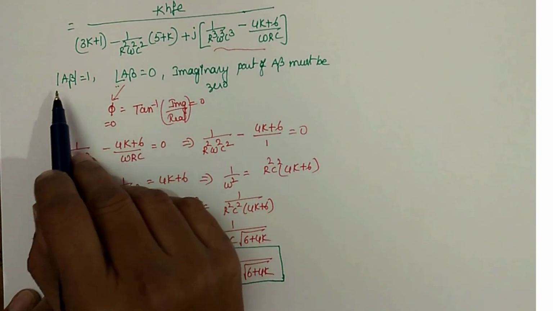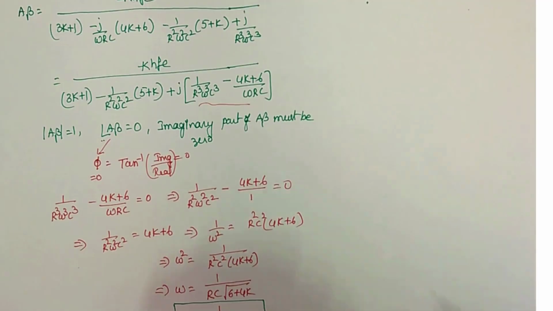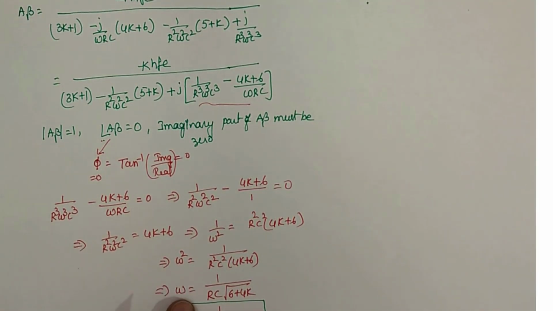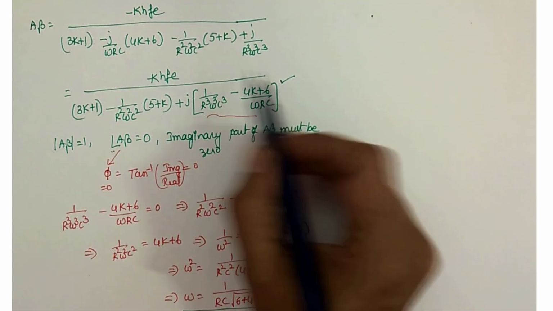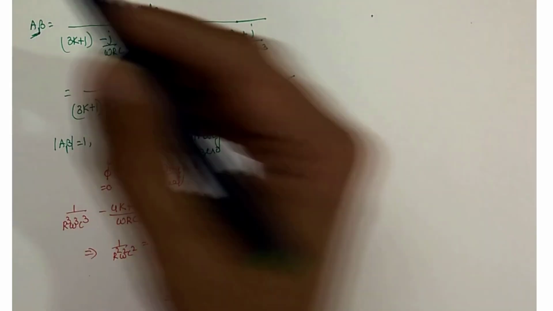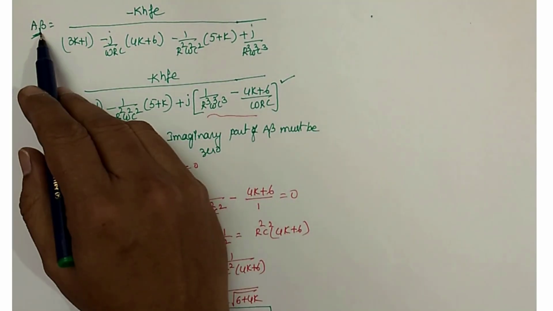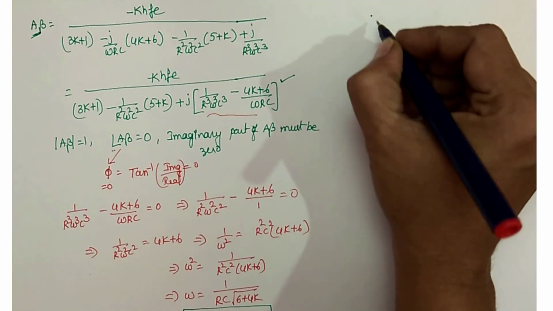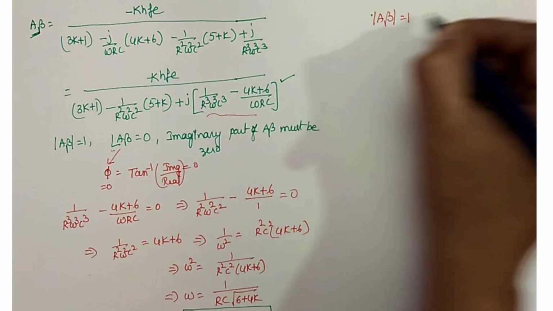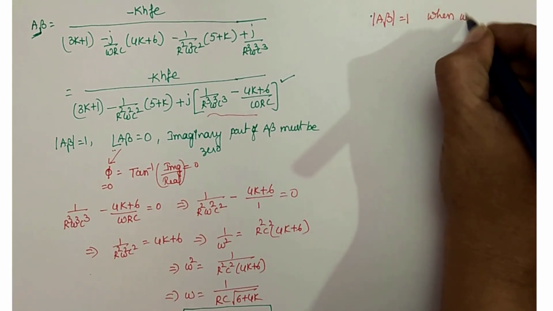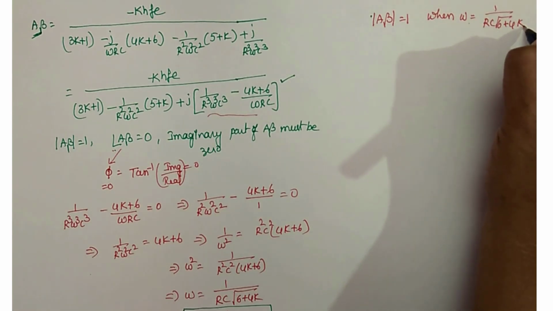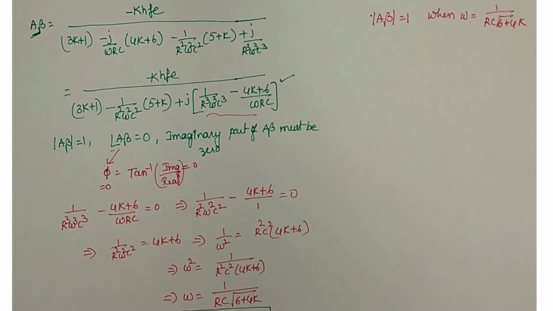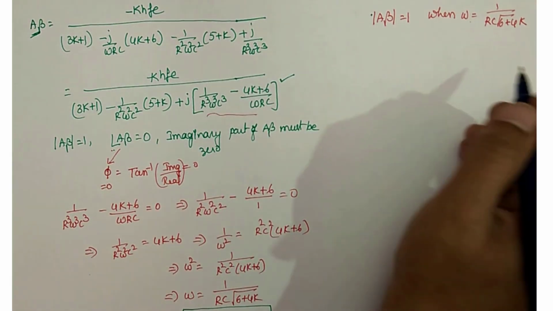Now, at the same time, we have another condition, mod a beta is equal to 1. So now, we derived this frequency, omega. So at the derived frequency, see this expression. What is this expression? This is the a beta expression. So at this derived frequency, mod a beta becomes 1. Mod a beta is 1 when omega is 1 by rc root 6 plus 4k, or when f is equal to 1 by 2 pi rc root 6 plus 4k. So now take this and make it as mod and equate it to 1.